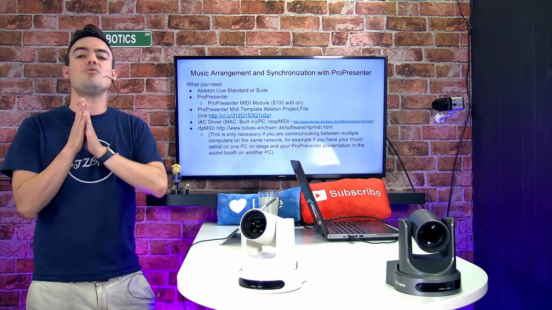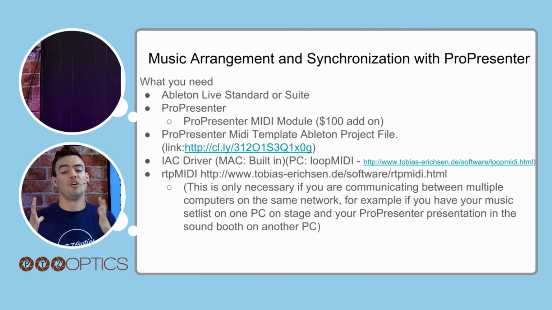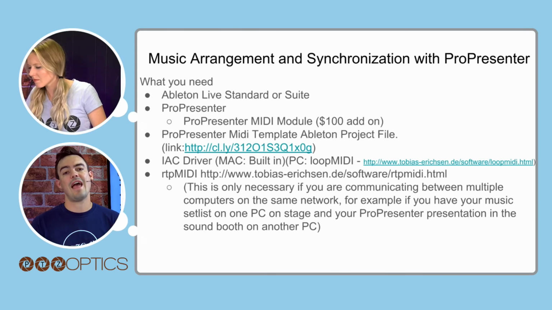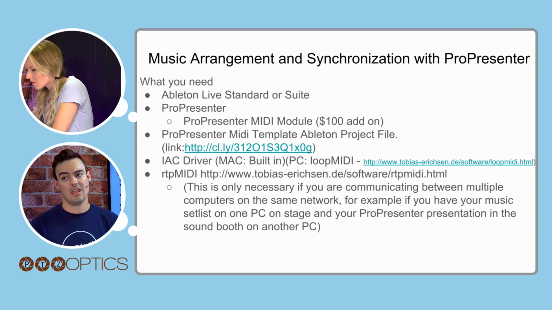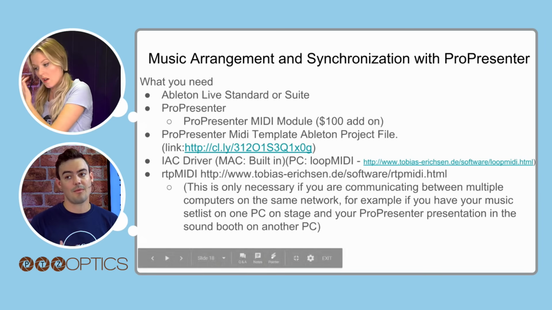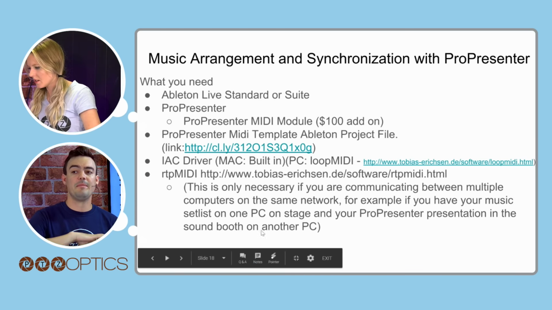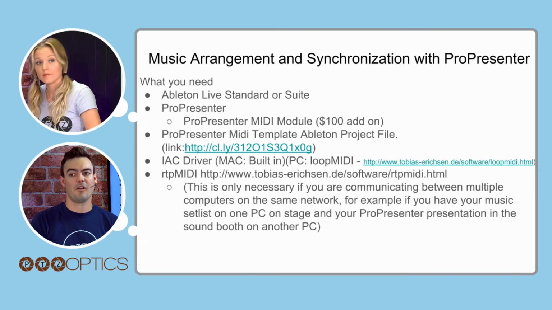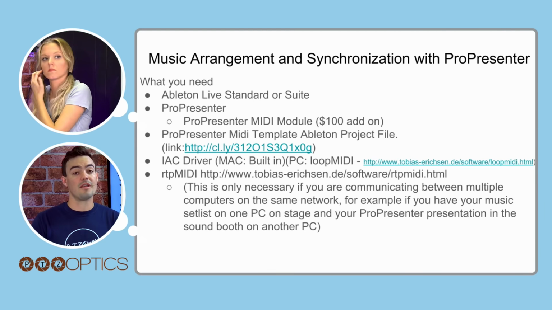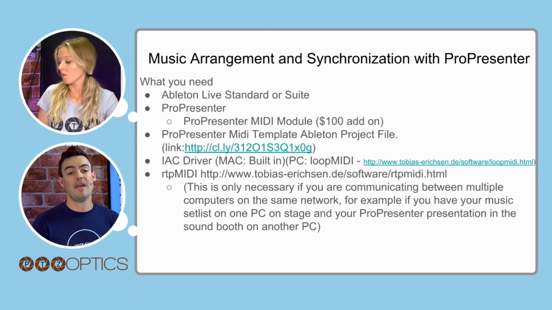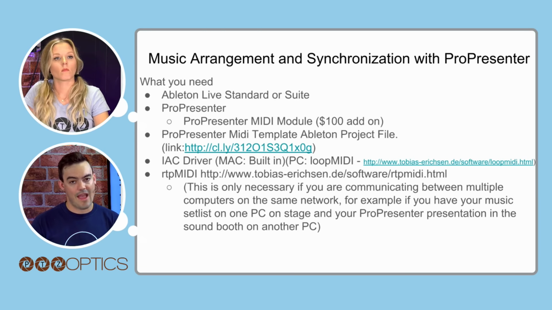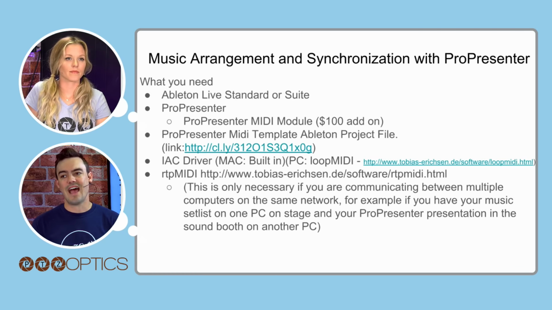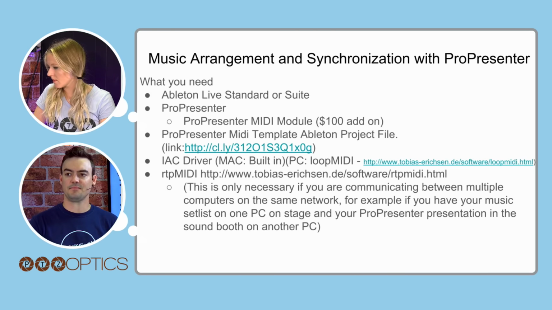So let's take a look at what you need to get started with ProPresenter. First of all, you need Ableton Standard or Ableton Suite. You need ProPresenter, and ProPresenter actually sells a $100 add-on module in order to support MIDI, and it comes with a project file, so you want to get that project file as well. We talked a little bit about sending MIDI from application to application. Mac actually has a free built-in MIDI loop and MIDI network for all Mac computers. Now with PC, you do need to download either loop MIDI or RTP MIDI, depending.